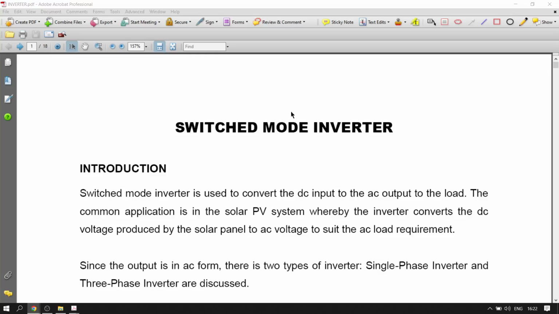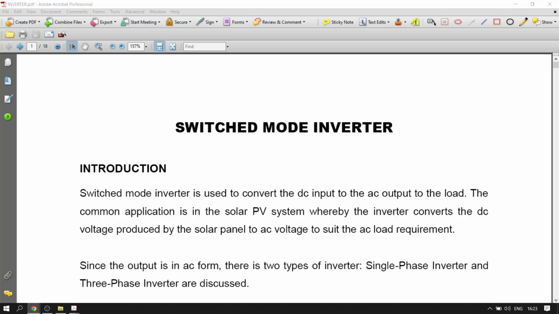On the switch mode inverter, for test 2, the pass rate is about 60%, another 40% failed. So I hope you can do your best on your final assessment. Hari ni nanti malam ni saya akan share apa dia punya solution, and please look into that.